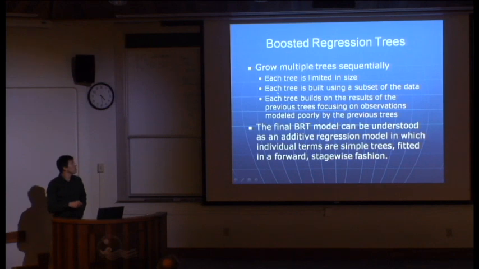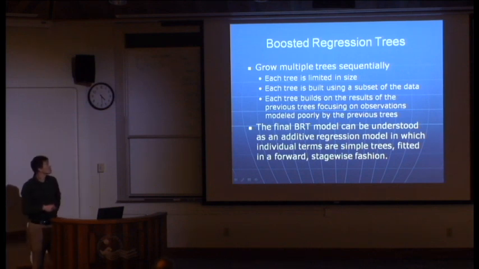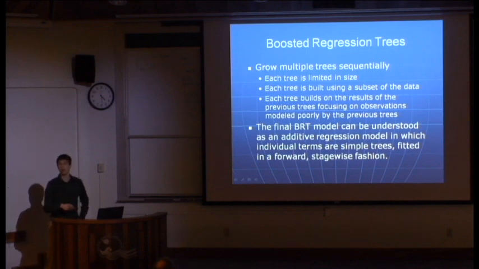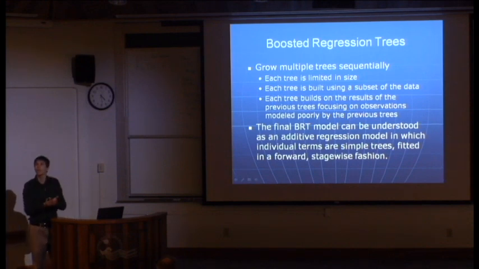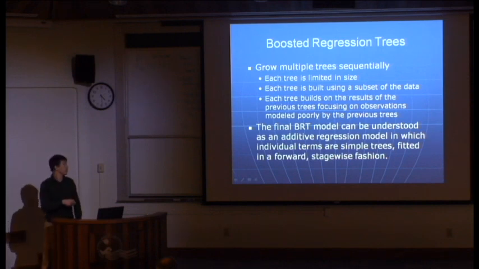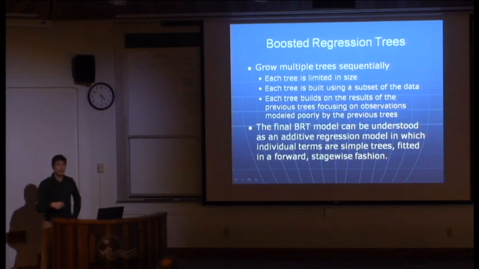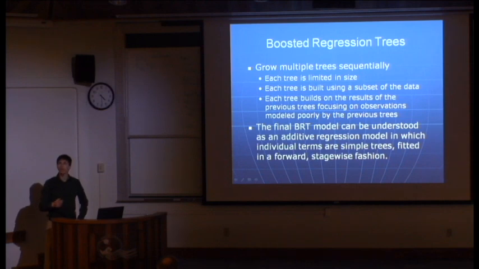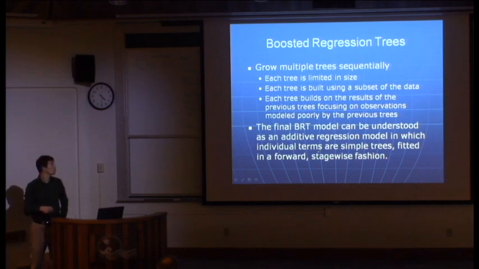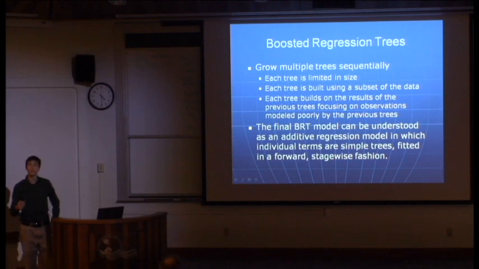And what happens is you build a tree on the subset of the data, and you assess where the tree is working well and where it's not working well. Then each tree builds on the results of the previous tree, and the effort is focused on observations that are modeled poorly by the previous trees. And this is where that term boosting comes in. You're basically boosting the predictive ability of your model by focusing on those areas that the model isn't working very well. So to put this into more statistical terms, the final boosted regression tree model can be understood as an additive regression model in which individual terms are simple trees that have been fitted in a forward stage-wise fashion.